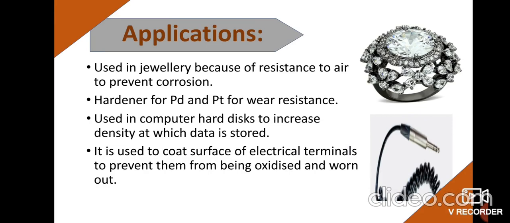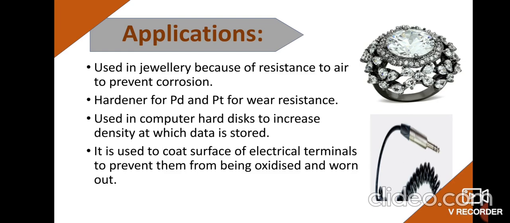Now let's check the applications of ruthenium in different fields. So ruthenium is used in jewelry because of resistance to air to prevent corrosion. It is used as a hardener for palladium and platinum for wear resistance. It is used in computer hard disks to increase the density at which data is stored. It is used to coat the surface of electrical terminals and to prevent them from being oxidized as worn out.